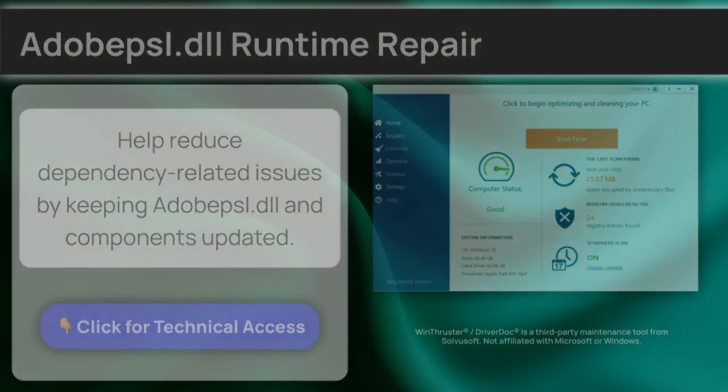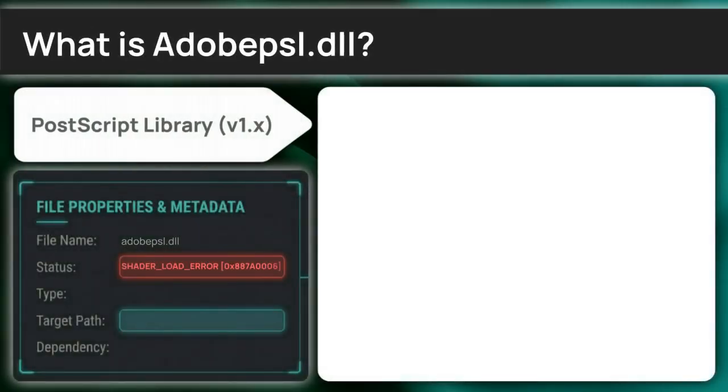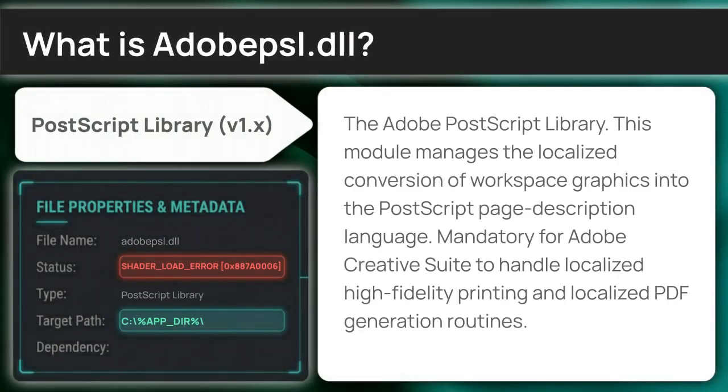This is the Adobe PSL Library, the Adobe PostScript Library. This module manages the localized conversion of workspace graphics into the PostScript page description language, mandatory for Adobe Creative Suite to handle localized high-fidelity printing and localized PDF generation routines.